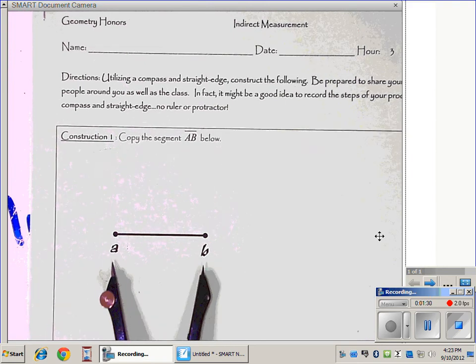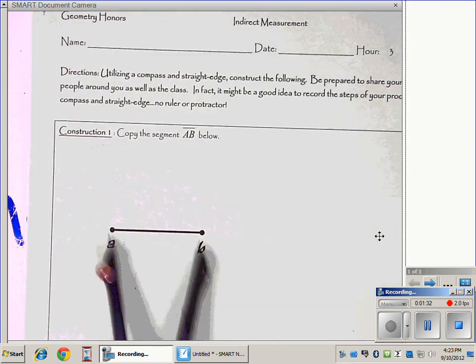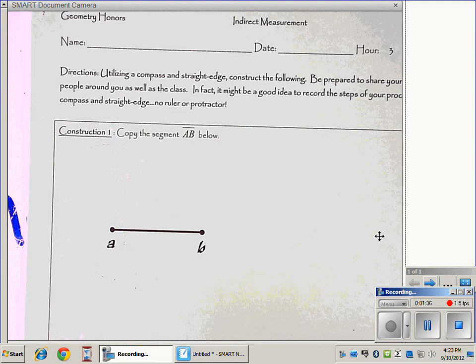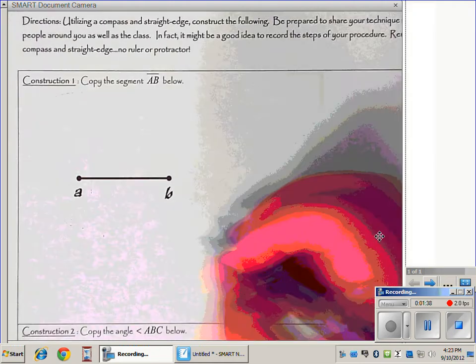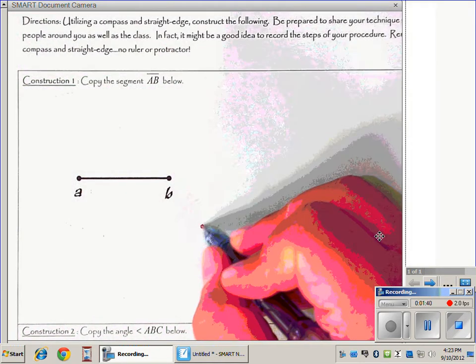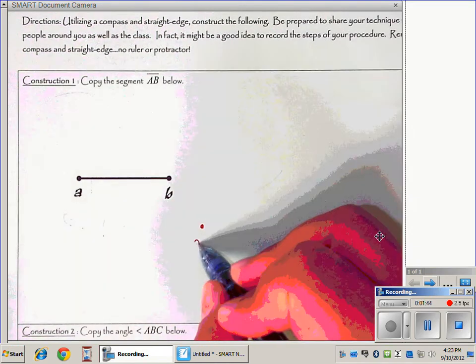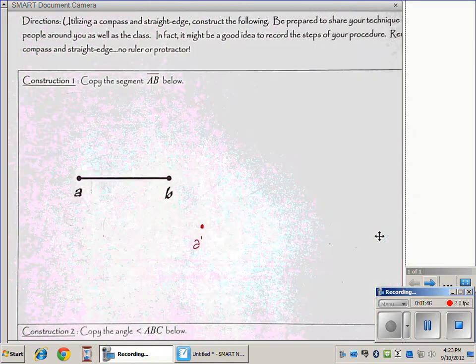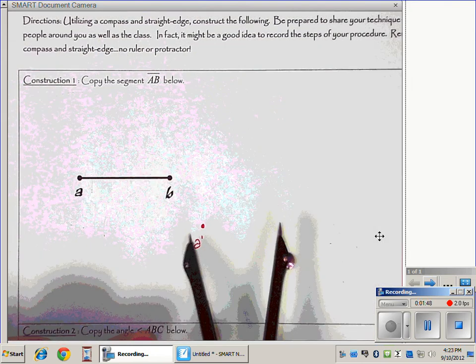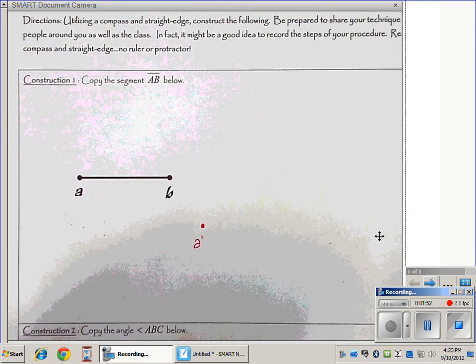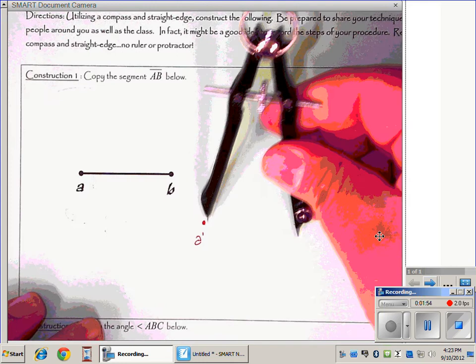A typical strategy will be to, again, get your compass to the correct length. That's step one. Step two, choose a starting point to be your new A. I'll just put it here. Again, it doesn't really matter. That's just for our ease. I'm going to call it A prime. Then using the compass, I have not changed the distance. I have not rolled it any wider or any shorter. Place your pin at A, and then cut an arc.